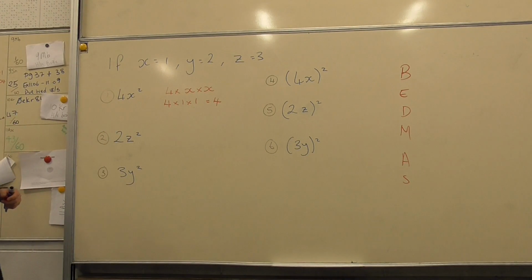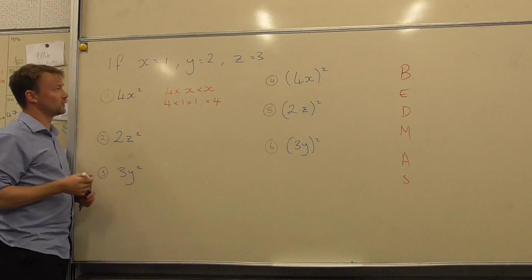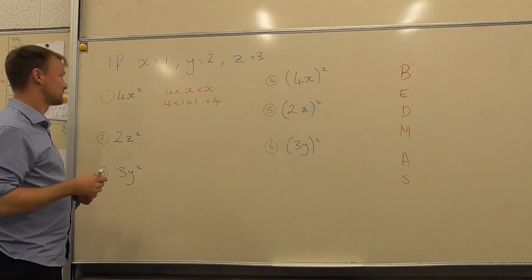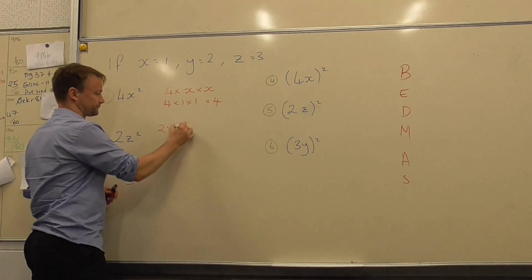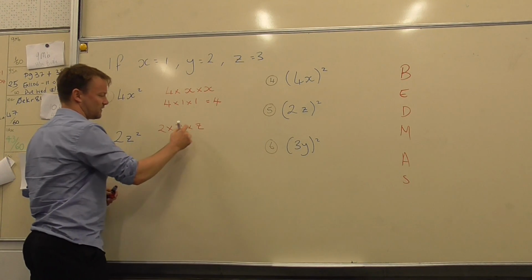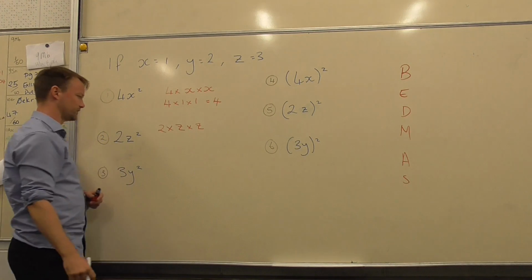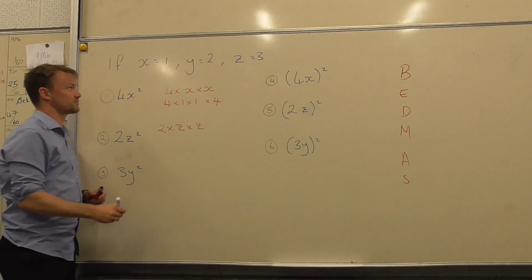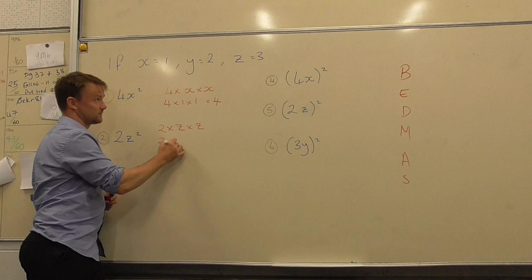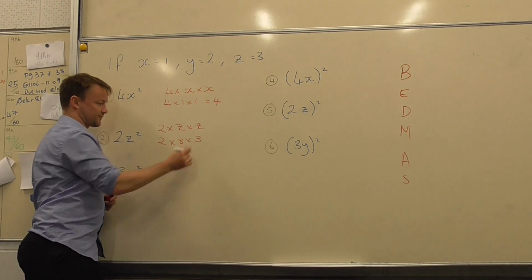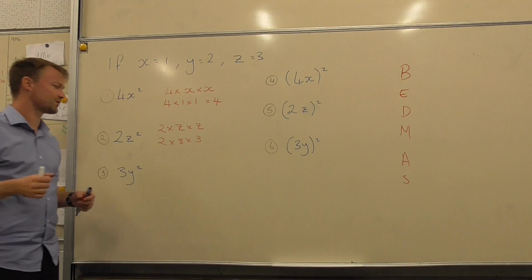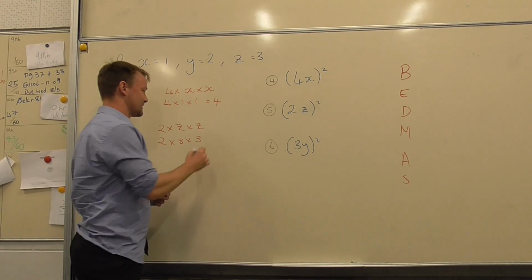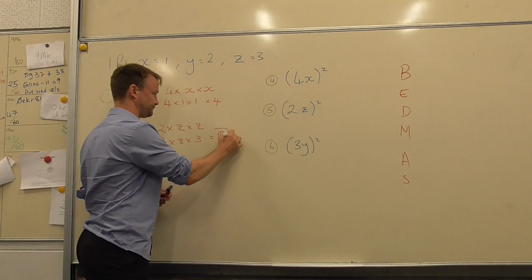Okay? So now for the second one here, where it's 2z to the power of 2. So this then becomes 2 times z times z. Just put a line with the z so you don't confuse it with the 2. Then I substitute in, so this becomes 2 times 3 times 3. So 2 times 3, 6 times 3 equals 18.